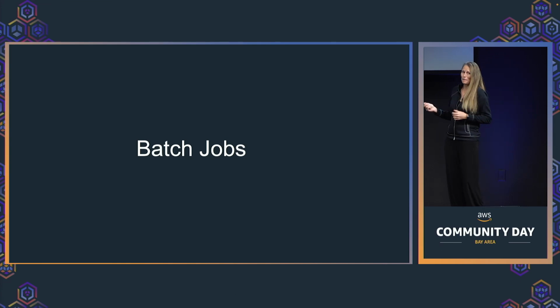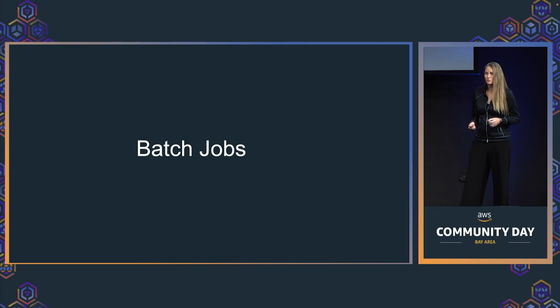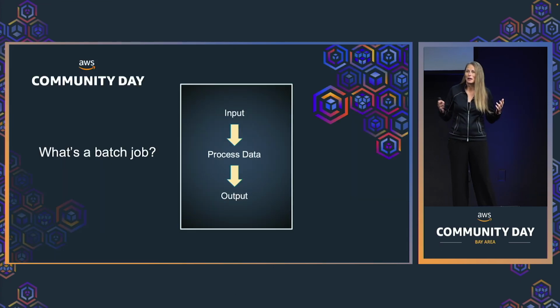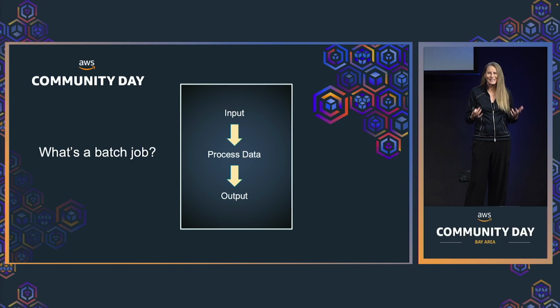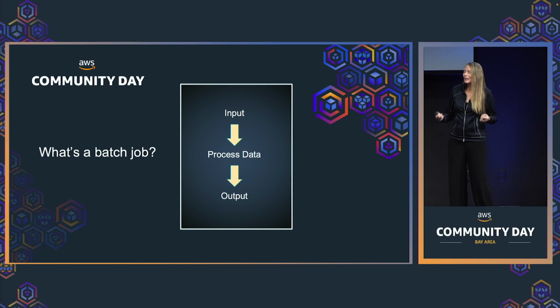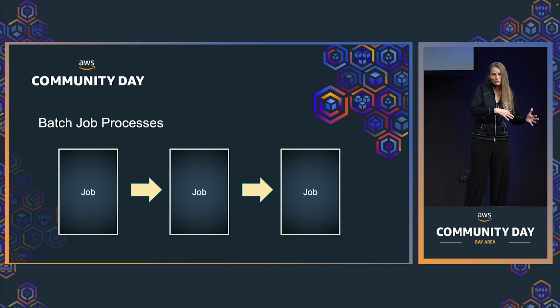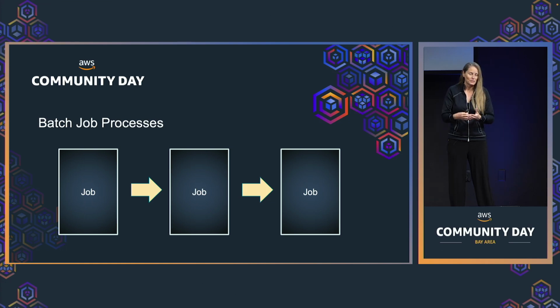So let's talk about batch jobs now, because this is what I started building. And what is a batch job? A batch job is some software code that takes some inputs, it processes some data, and it produces some outputs. So really, a batch job could be almost anything that processes data. You can also take jobs and string them together. So you can have one job that takes some inputs, gets some outputs, and then you take those outputs and feed them into the next batch job.